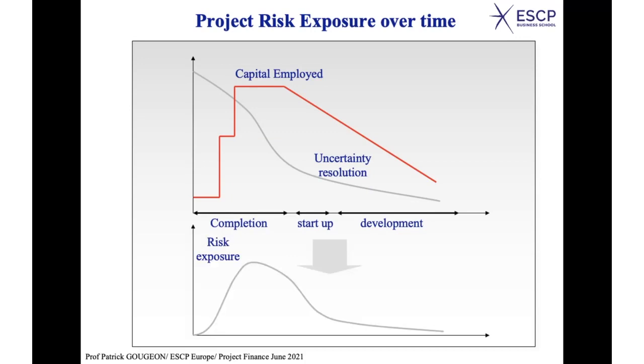In the first phase, you start from zero. You have no risk because you have not invested yet. As long as you increase your investment, as long as you increase the capital employed in the project, you see the risk exposure is increasing to reach a peak when you have a maximum capital employed with still a high level of uncertainty, okay? And then it will decrease because of uncertainty resolution as well as the decrease in capital employed.